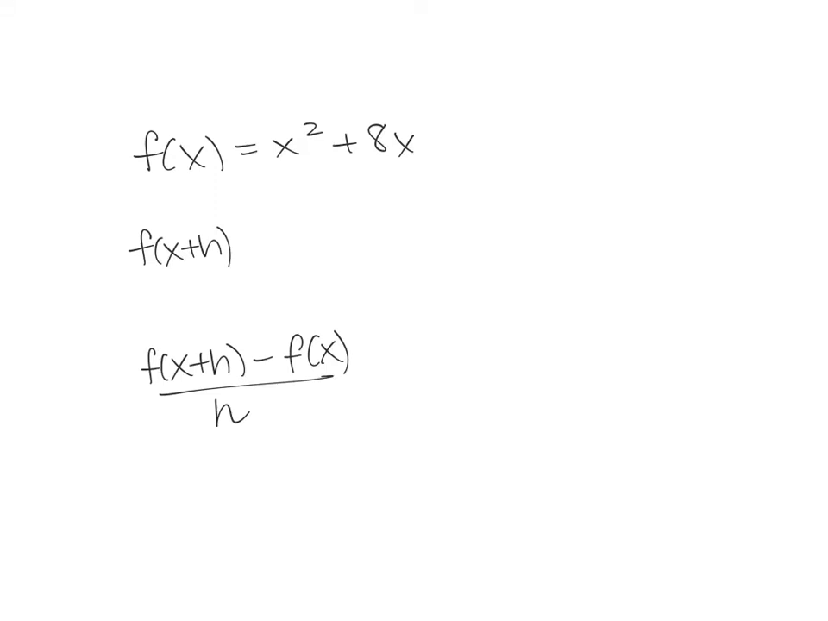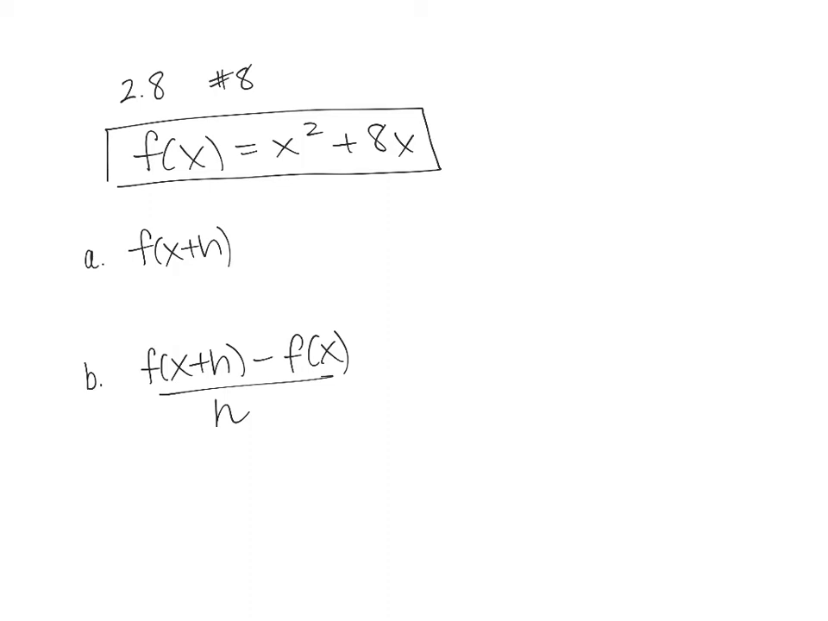All right, we're going to look at section 2.8, and this is actually homework question number 8. They give you this function, f of x equals x squared plus 8x. They ask us to do two things. The first thing it wants us to find is f of x plus h, and then it wants us to find f of x plus h minus f of x all over h.